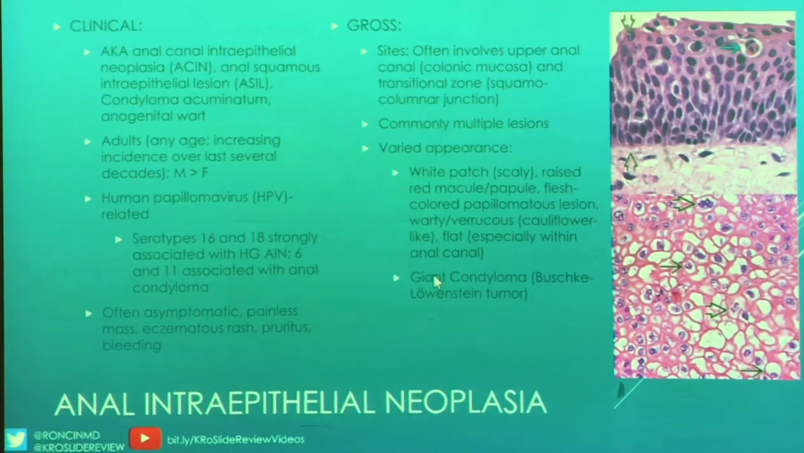So the top one is showing, looks like AIN, at least 2, maybe 3. It looks like it's going pretty much the whole way up. We have dyskeratosis as pointed out by the blue arrow, and I think our open arrows are just showing us loss of polarity from base to surface epithelium.